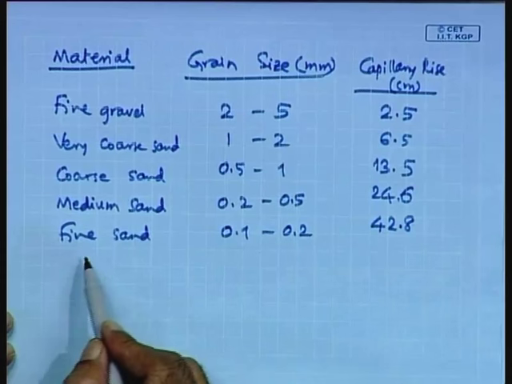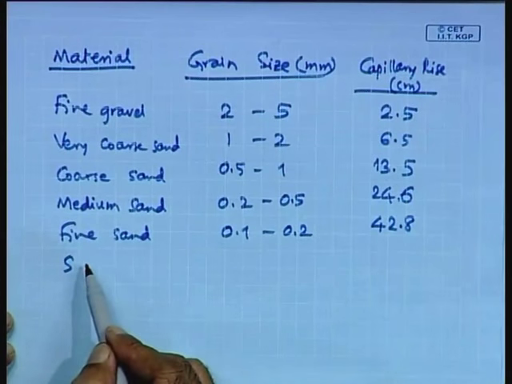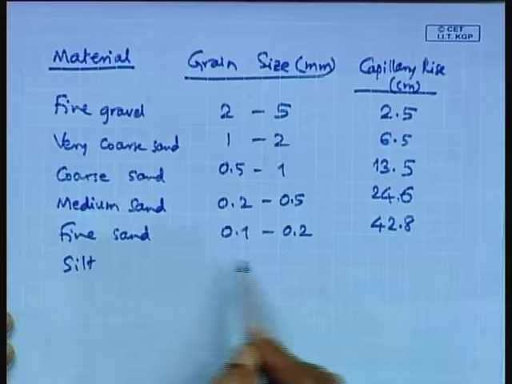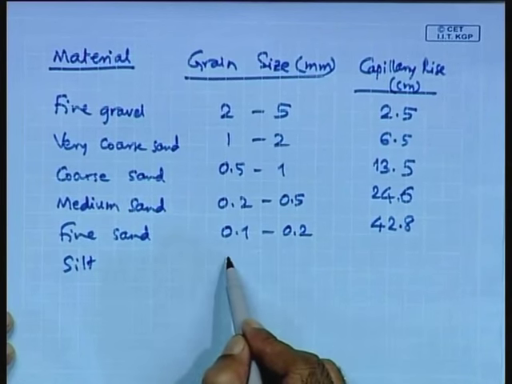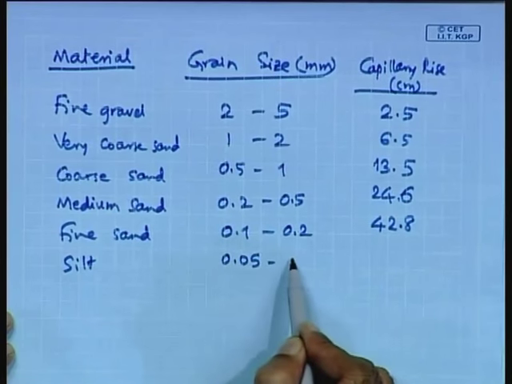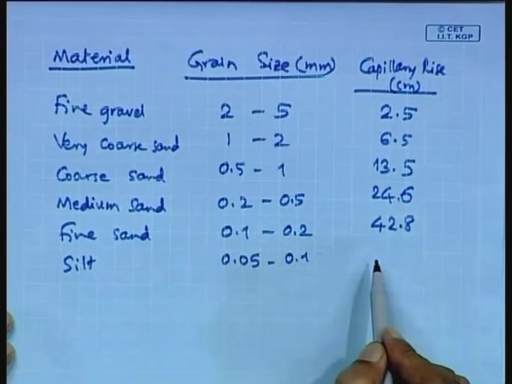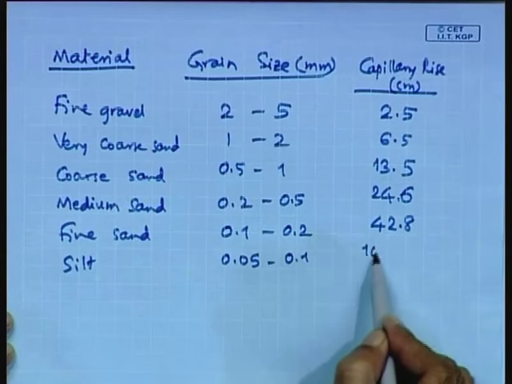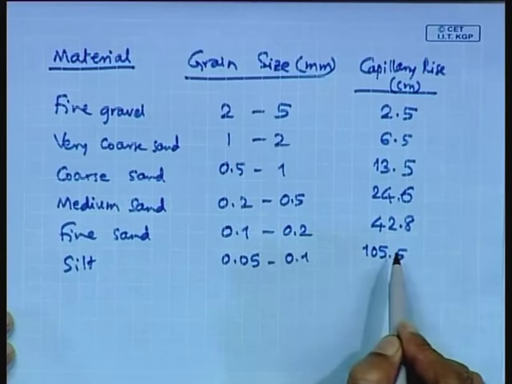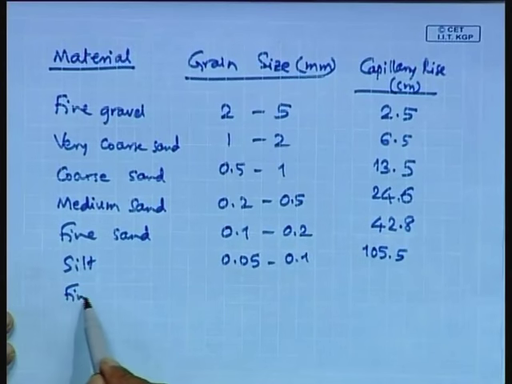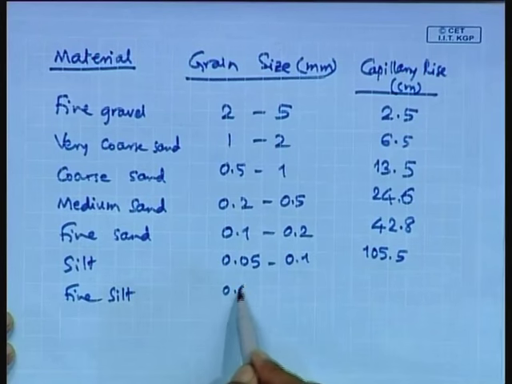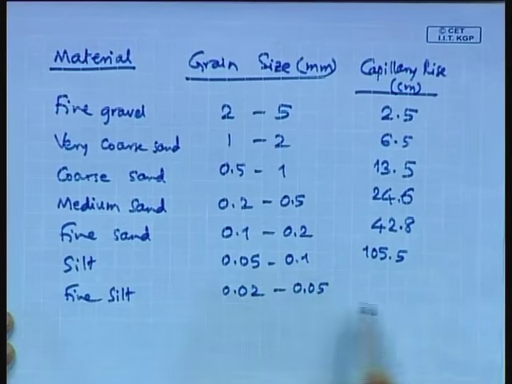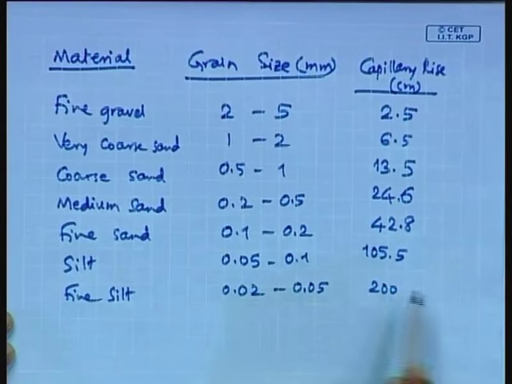Then it is the silt, which has a grain size of 0.05 to 0.1 millimeter. The capillary rise increases to 105.5 centimeter, and lastly it is the fine silt. It has a grain size of say 0.02 to 0.05 and the capillary rise is as high as 200 centimeter.